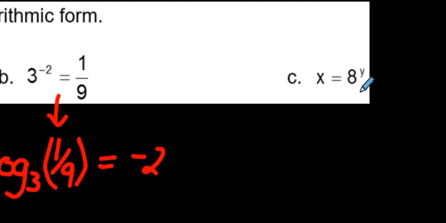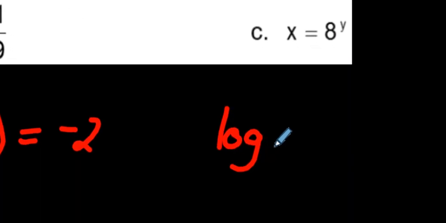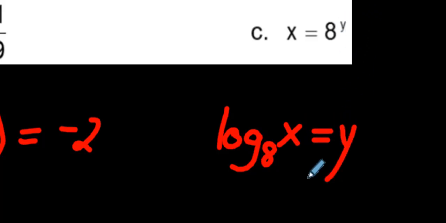This last question, C, all we have to do is look for the exponent. There it is, and here's the base. So start by writing log. The base is 8 over here. Over here we have x, so that goes next. And then the exponent goes all by itself there on the end. We've just changed this from exponential to logarithmic form.